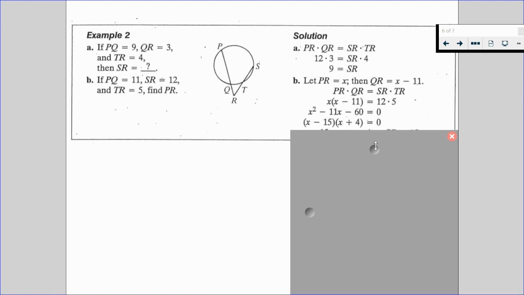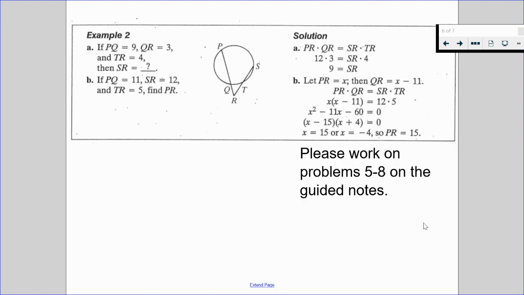When we do factor, we end up with x minus 15 times x plus 4 equal to 0, which then means that x is equal to 15 or x is equal to negative 4. And we know that we cannot have a negative length, so we can rule that out. So PR has to be equal to 15.